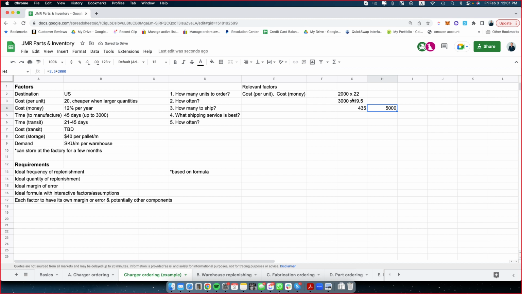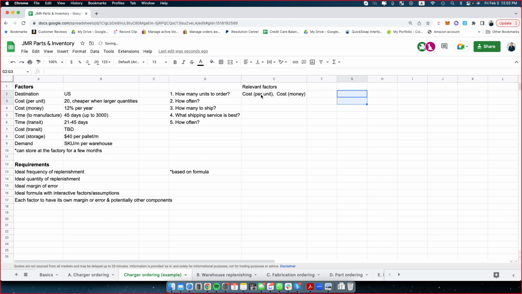But if the price here was different and it was only like 30 cents difference, then it cost me $435 to save $600. It's a different situation now, especially if it's only 15 cents. Now I'm spending more than I'm saving. So that's an example of how many to order based on the cost per unit and the cost of money.